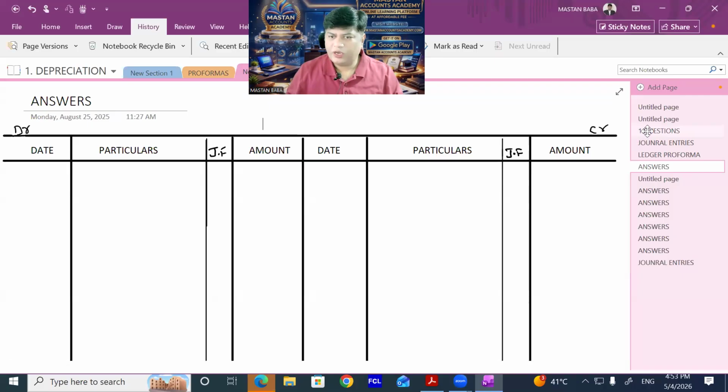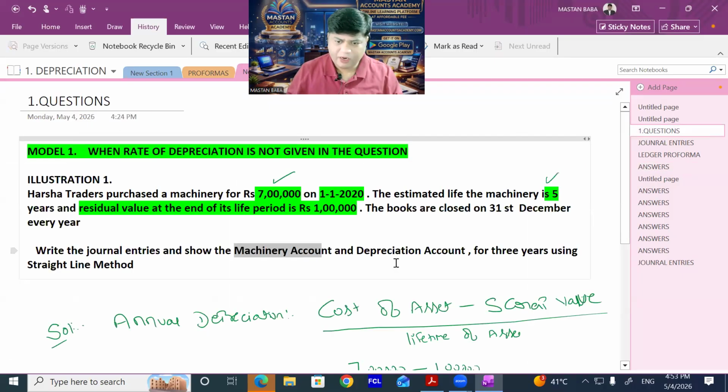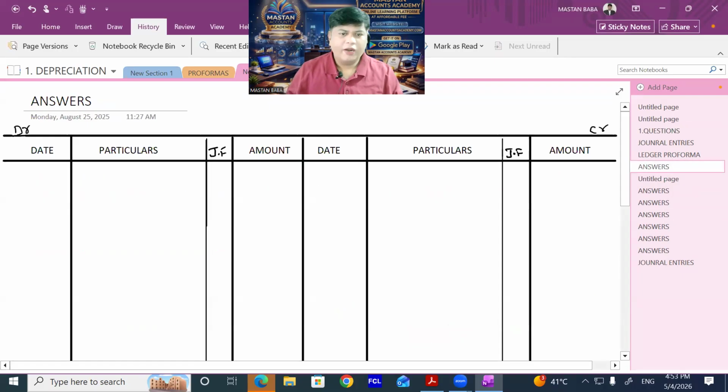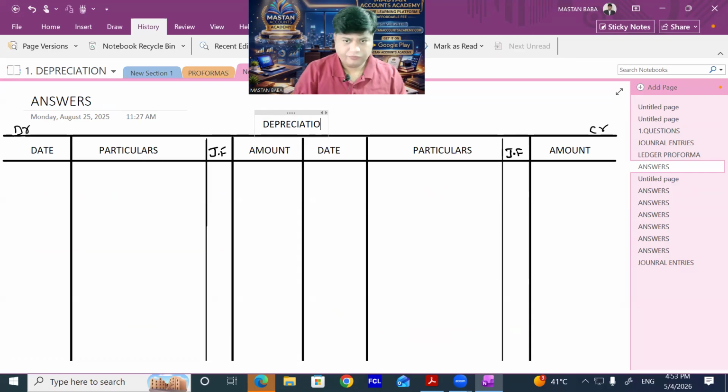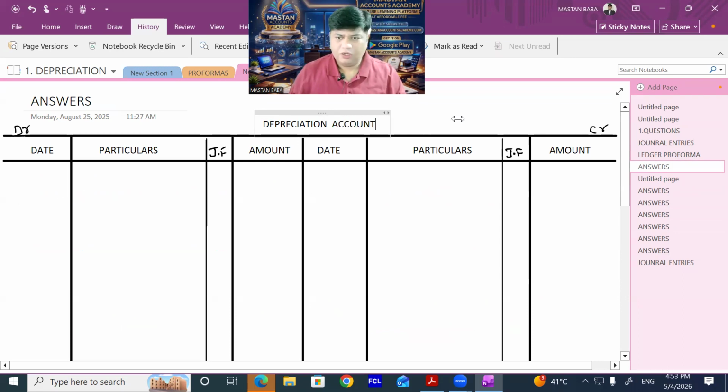In the question they asked for the machinery account, which we did, and the depreciation account. So we are going to do the depreciation account now. The heading is depreciation account. And dear students, is depreciation always calculated at the beginning of the year or the end of the year? At the end of the year. So depreciation account always shows at the end of the year, so in the first year, that is on 31/12/2020.